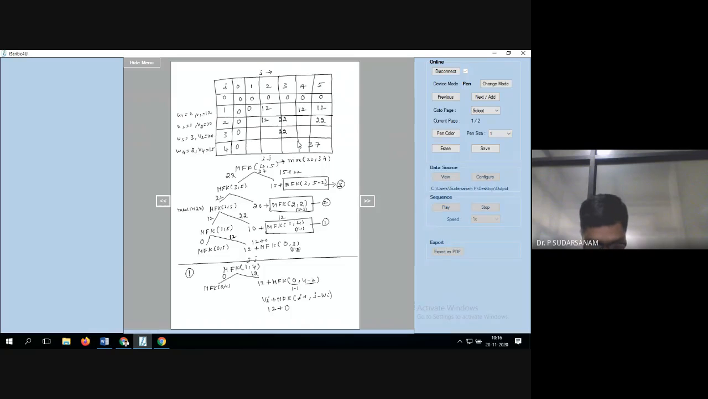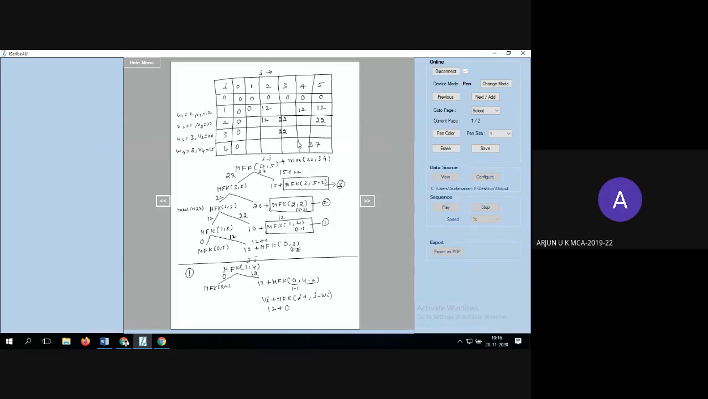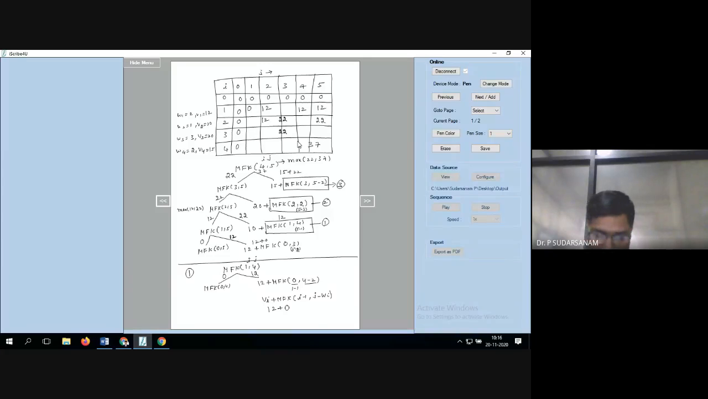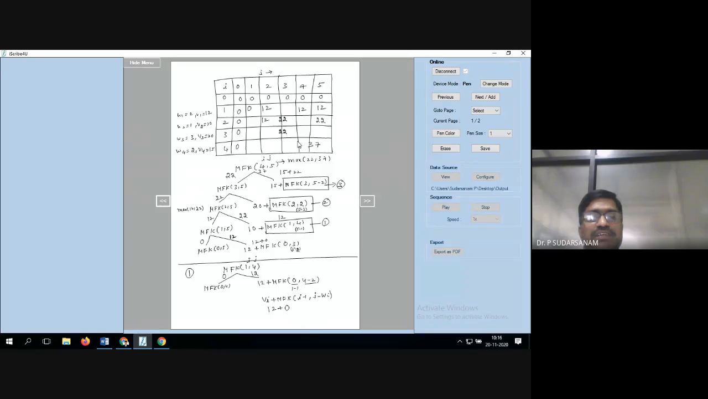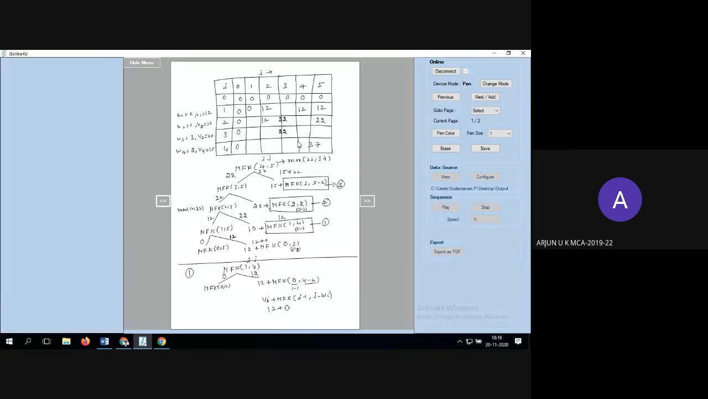Somewhere you got 3 comma 5. It's 22. 3 comma 5 is 22. How much? Sir, you were asking for 3 comma 5, so it is 22. You already written, no?